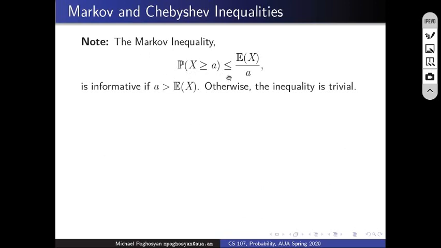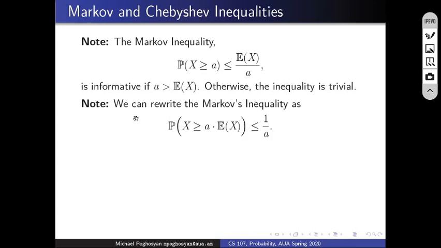Markov's inequality is informative only if a is large, if a is larger than the expected value of x. Otherwise, this is trivial because if a is smaller than the expected value of x, then this is larger than 1. So we will have something like this. Probability is less or equal than, say, something that is larger than 1. Well, we always have that probability is at most 1. So this is not giving any information. This inequality will give some information if a is larger than the expected value of x.